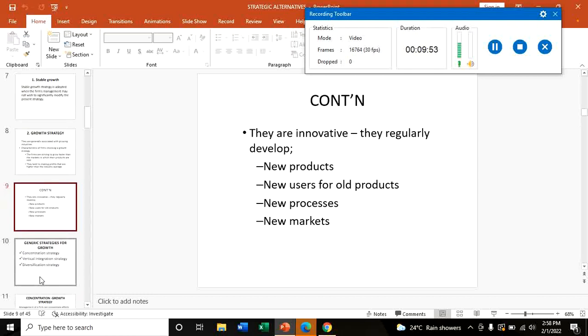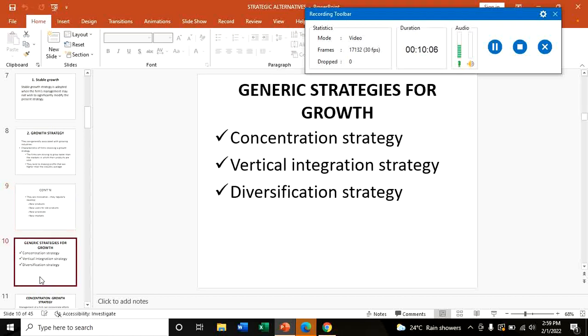As we continue, we realize that still under growth strategy, the companies which are likely to be pursuing growth normally come up with new innovations in terms of products, processes and markets, and things of that nature. What happens when an organization chooses to pursue growth as the strategy? Here we have what we call the generic strategies for growth, in whichever way you might look at it.